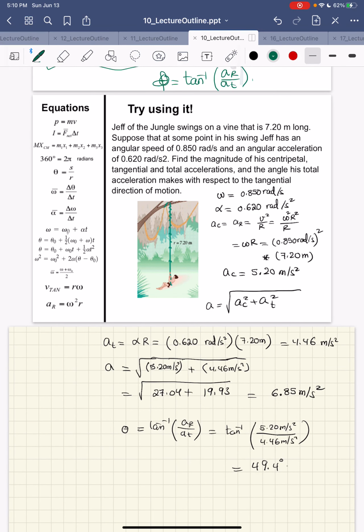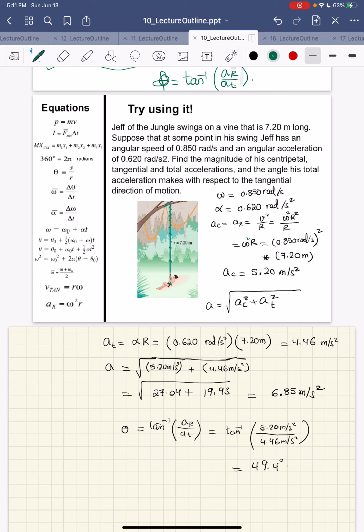Omega is 0.850 radians per second. Alpha is 0.620 radians per second squared, sorry. And AC equals AR. We know that it is V squared over R, which is omega squared R squared over R, which means it is going to be omega squared R.